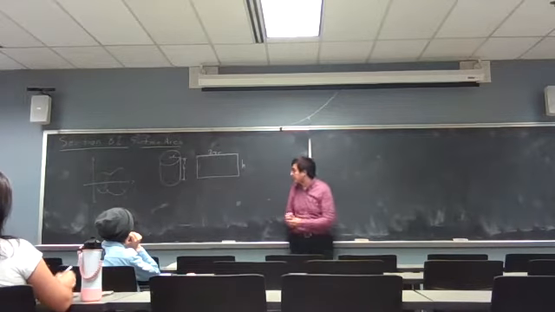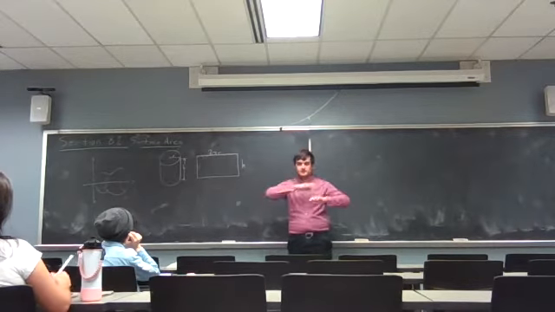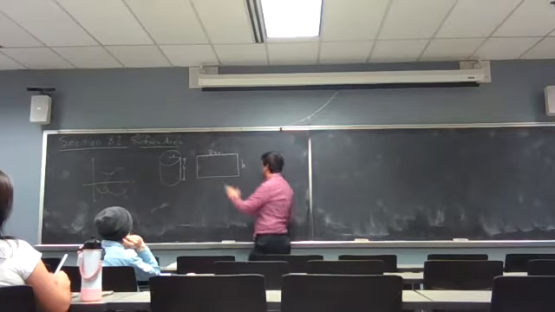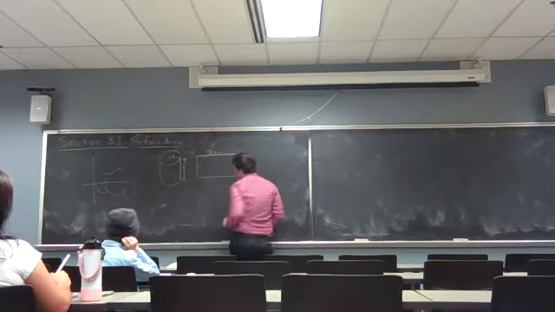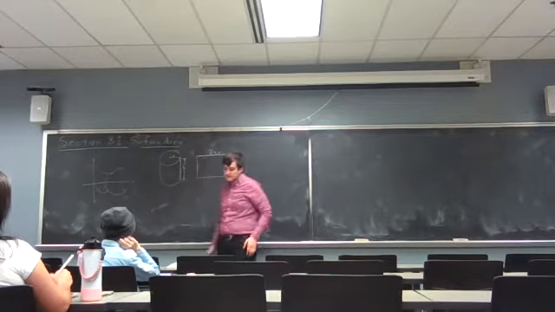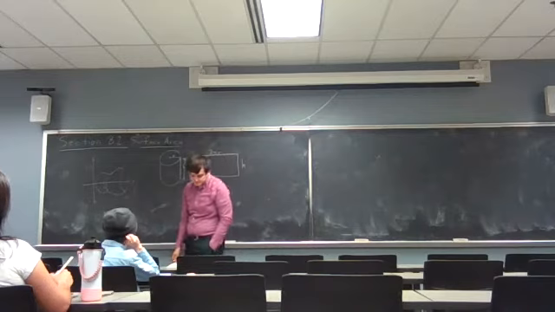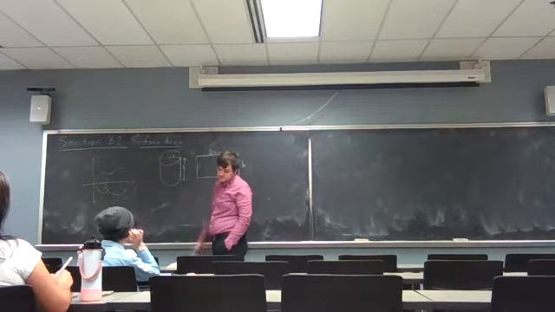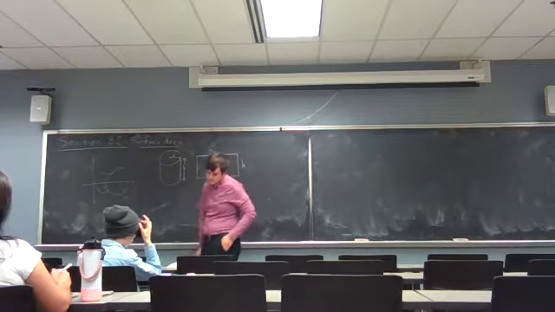Not pi r squared, that's the area of the circle, but we just want the circumference in this case. So the length of that side is going to be 2 pi r, and the length of this side is going to be h.